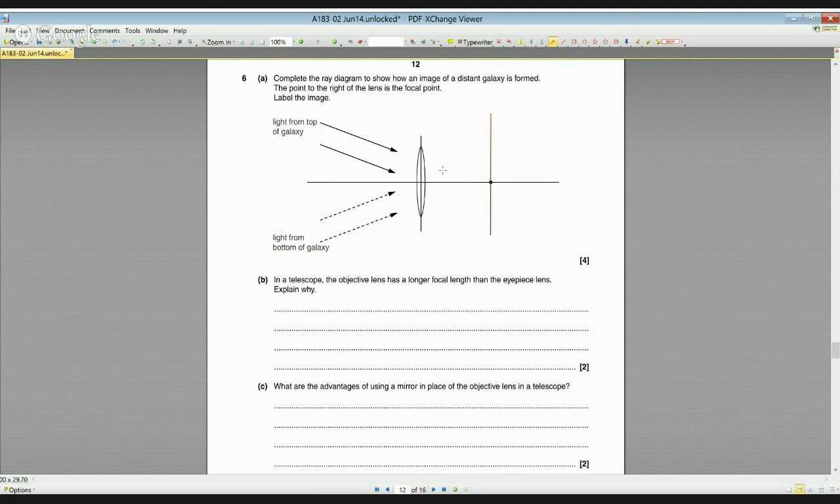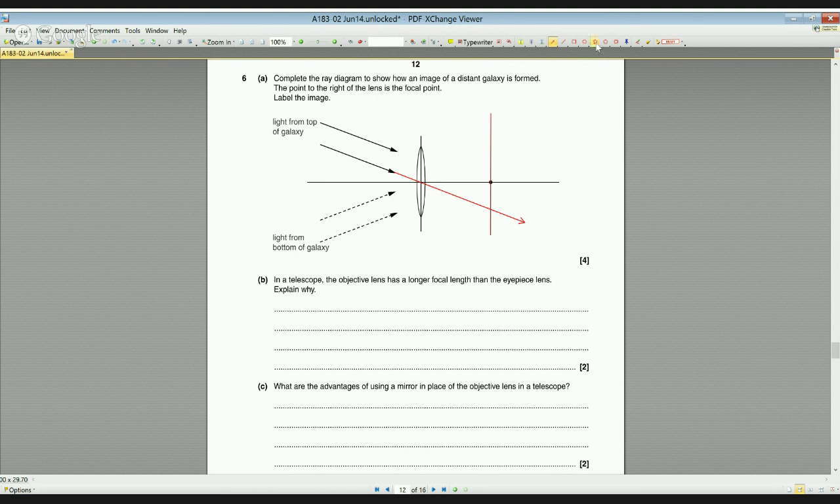The second rule we need to apply is that anything that passes straight through the middle, the exact center of our lens, will continue straight on. So let's begin with our top one here, passing straight through the middle, and we can continue it straight on there.